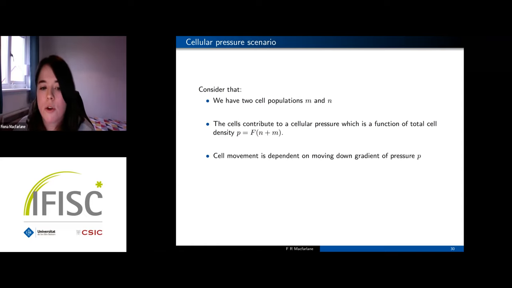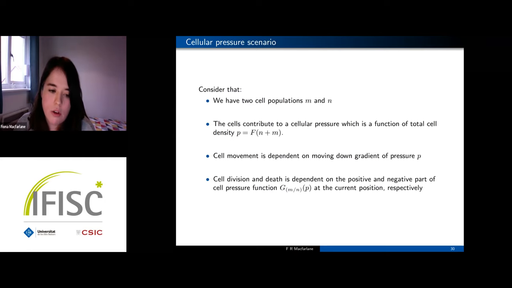But this time the cells are going to be moving down the gradient of pressure. So they're going to want to move away from high density areas. So this is another way of implementing that kind of volume filling effect, where cells are maybe not as likely to move to areas where there's lots of other cells.